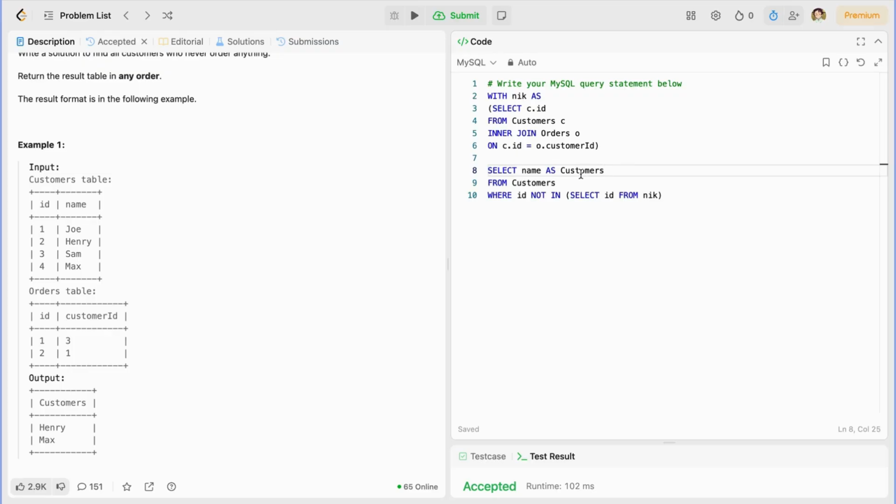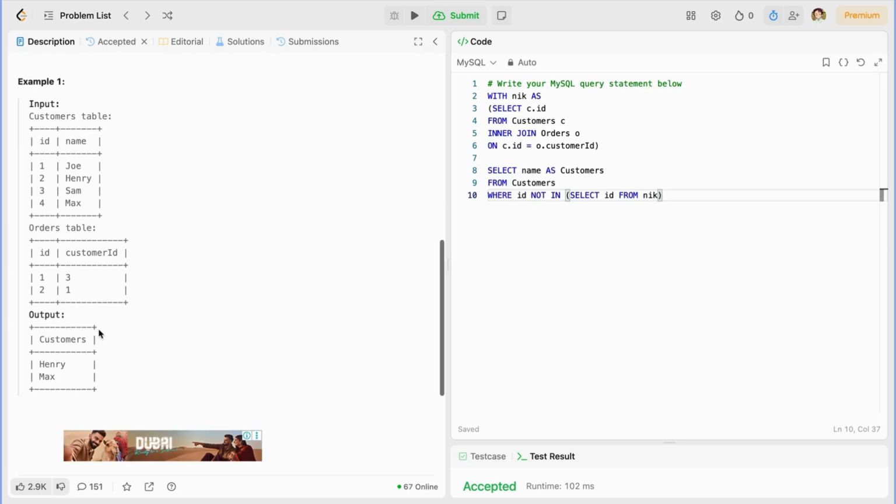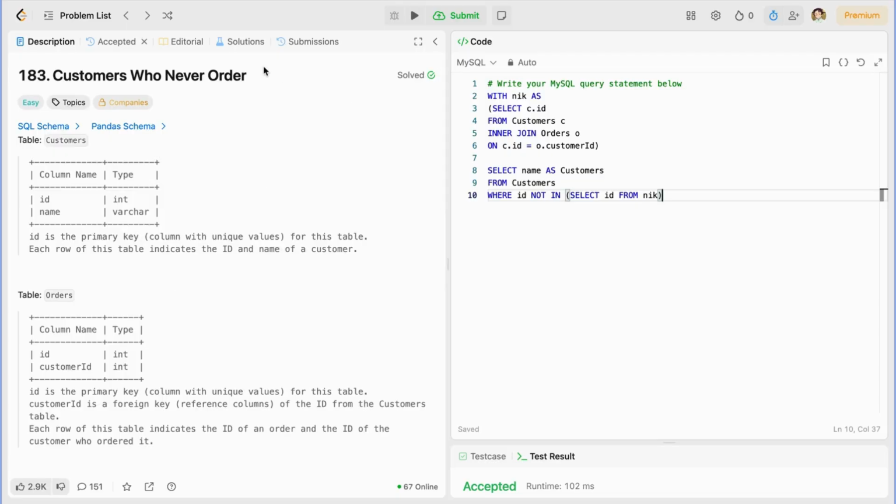After that, from the table customers again, I placed a condition: if the ID is not in the ID of this nick table, which has only the customers who have ordered, then we are going to get the IDs of customers who have never ordered. That is the same purpose, right? Then I selected the name and aliased it as customers because that's what they want.